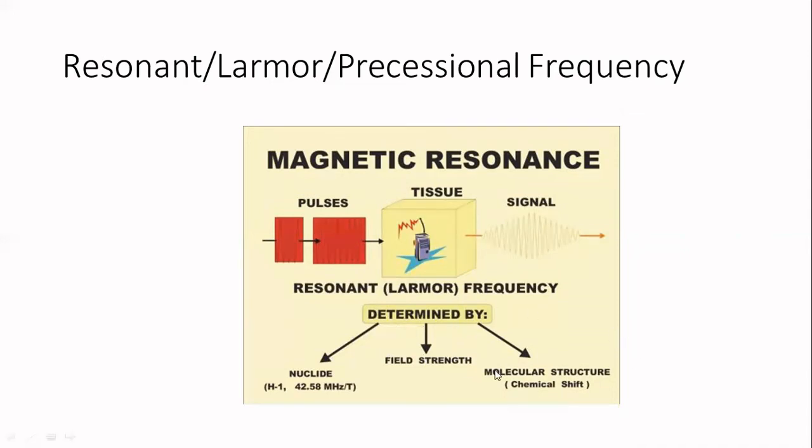And the third one is molecular structure. So is the precessing proton of the hydrogen atom part of water, or part of carbohydrate, or part of protein, air, right? So where does it belong? These are the three things the precessional frequency depends on. One is the nucleus itself, its composition. The second one is the field strength. The third one is the molecular structure.